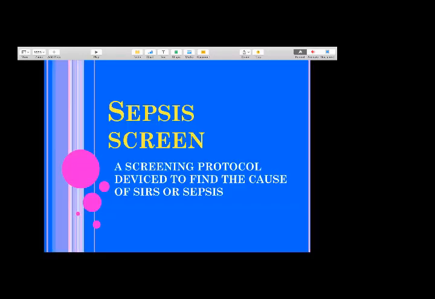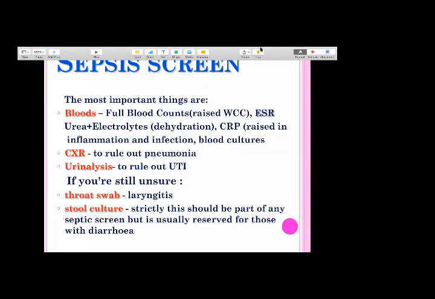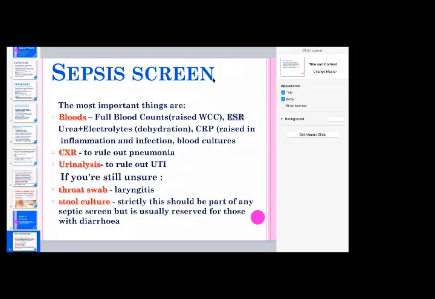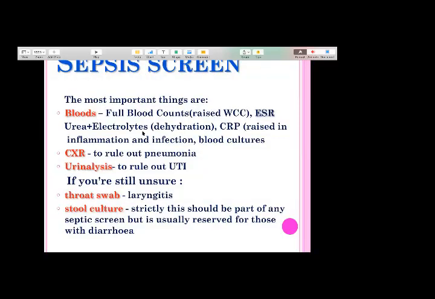Sepsis screen. It's a screening protocol to find the cause of SIRS or sepsis. So the most important things are blood. You need the complete blood profile done. So we have full blood count, which is necessary. What we'll see is the white blood cell count, the TLC, whether it's raised or not. ESR will also be necessary.